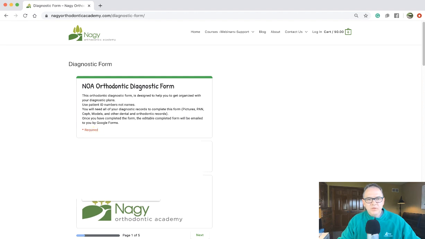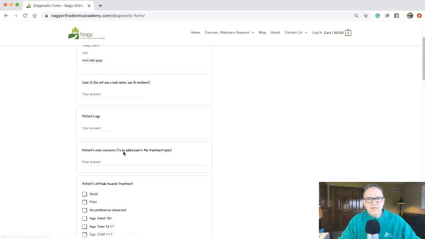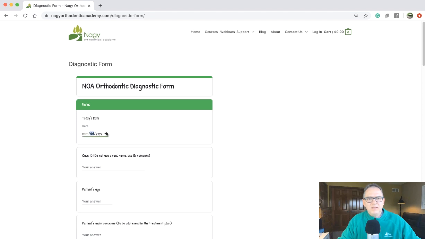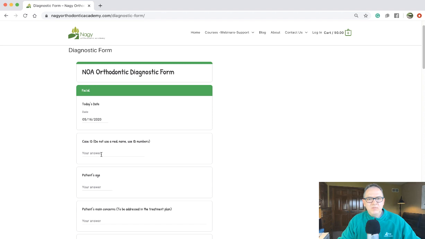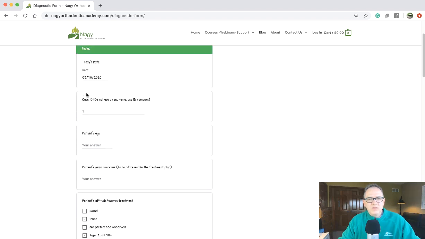So you're going to put in your email address, and then you're just going to hit next, and then you're going to put in the date. Doesn't matter what the date is, so just put that in. Then you put in your case number. Don't put the patient's name. This is not a HIPAA compliant form. This is just for learning purposes. And then you just put in a case number.